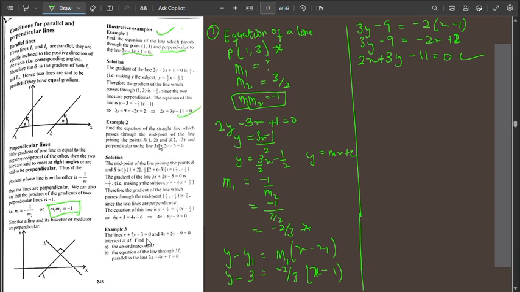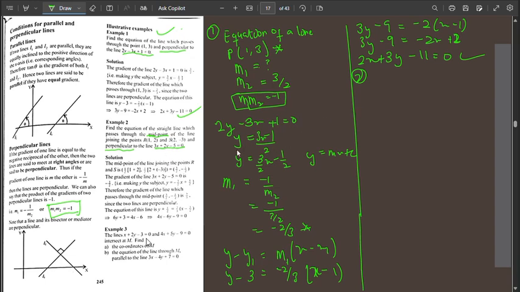In question 2, find the equation of a straight line which passes through the midpoint of the line joining the points this and this, and perpendicular to the line this. So the key words here are midpoint and perpendicular. From perpendicular to this line, we can get a gradient because we've been given a line and then we've been told to find the equation of another line which is perpendicular to this line here. That means that whatever the gradient of this line is, the negative reciprocal will be the gradient of my line.